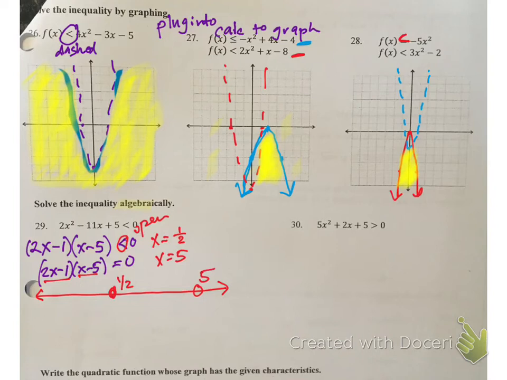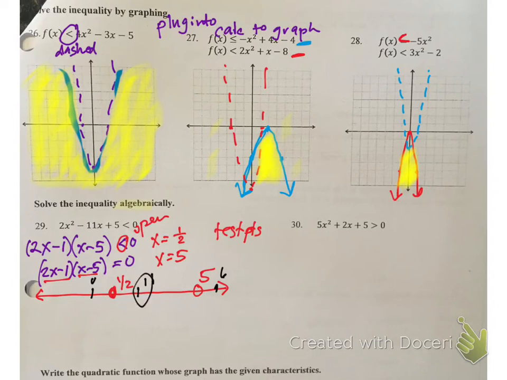Then I need to test some points. So I'm going to test points to figure out, does it shade on the inside or does it shade on the outside? I could test x equals 1, and I could test 6, and I could test 0. But an easy thing to do is just test the middle. If the middle works, then you shade in between. If the middle doesn't work, then you shade on the outside. So I'm going to just do that.